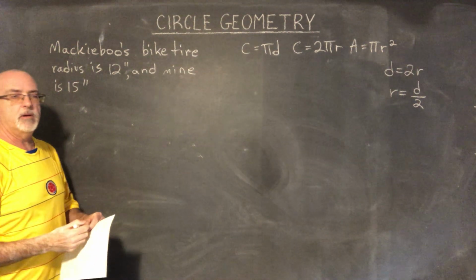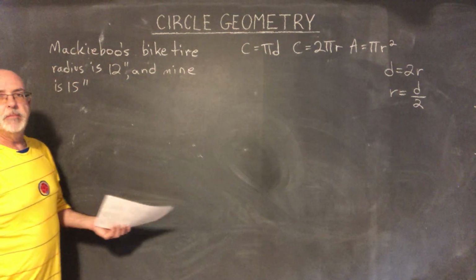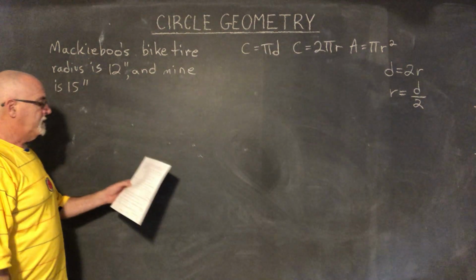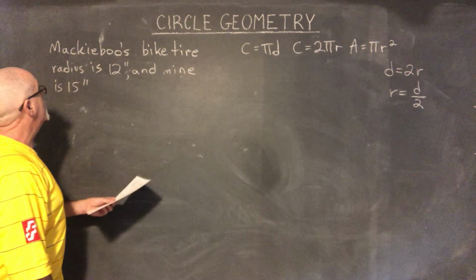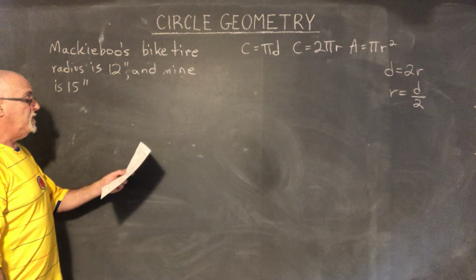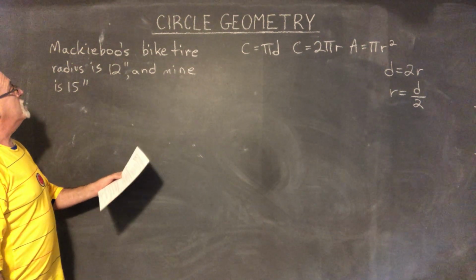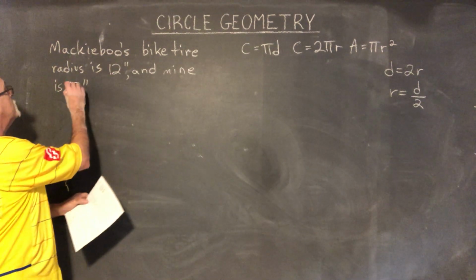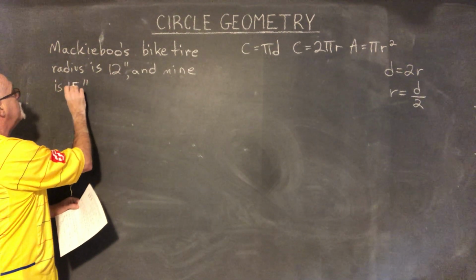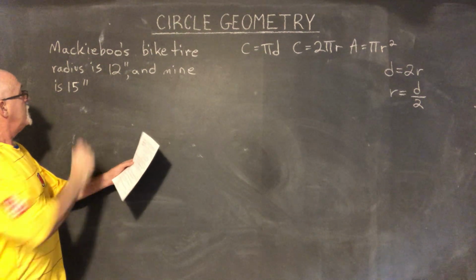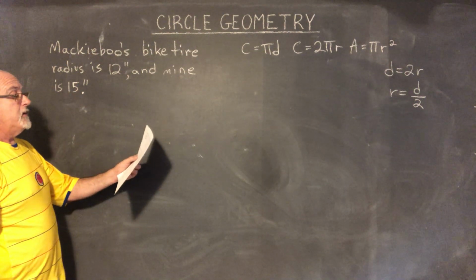Makiboo is my granddaughter. And her name isn't Makiboo. It's a nickname. Her name is Michaela. So Michaela, who we know often as Makiboo, her bike tire radius is 12 inches and mine is 15 inches. That's supposed to be the number 15. Let's make it look more like a 15. Okay, and I should put a period.